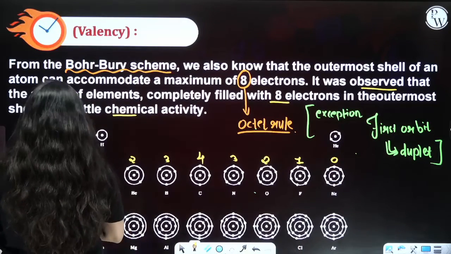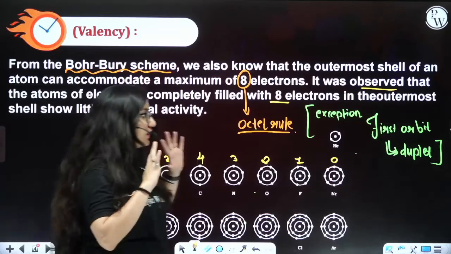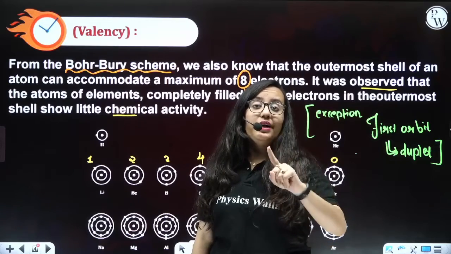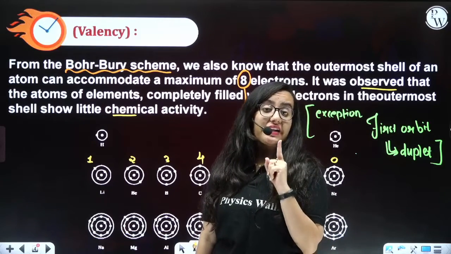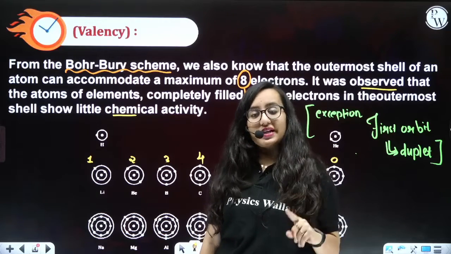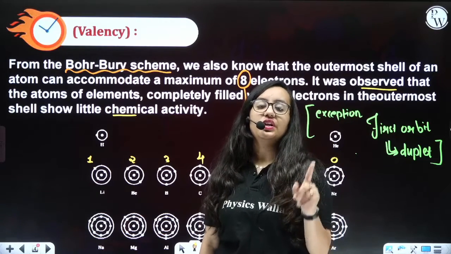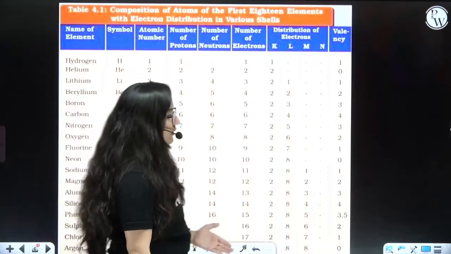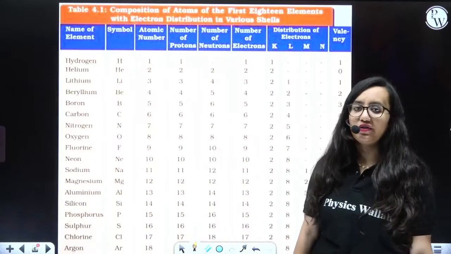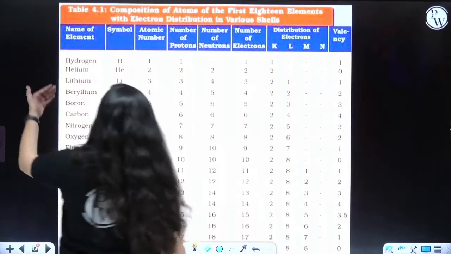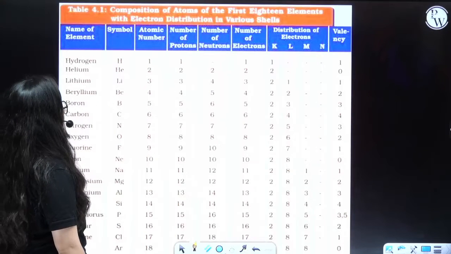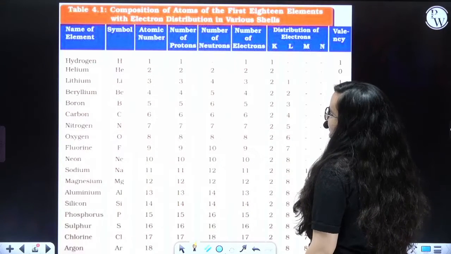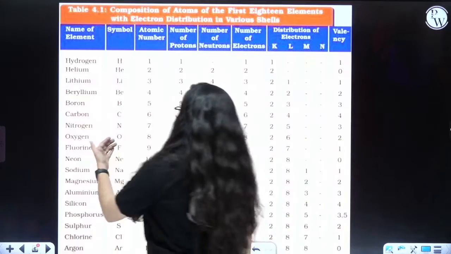So that's how you can predict the valency of any atom, provided you know its atomic number. If you know its atomic number, you can write its electronic configuration and then you can predict its valency. So here is the table that is given in your textbook. In your NCERT textbook, the elements from 1 to 18 are given to you. This shows the distribution of electrons and this shows the valency. The particular symbols are given to you.